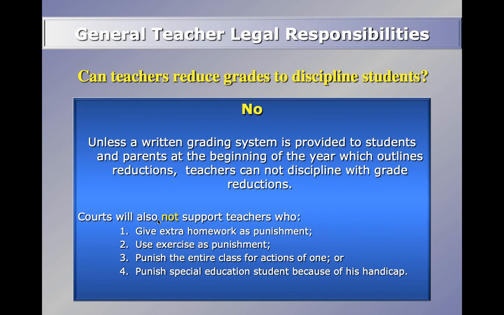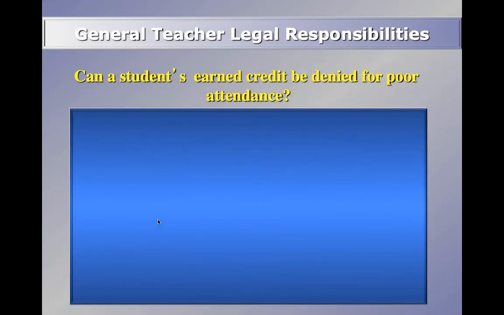Can you punish the entire class for the actions of one? Well, the courts have not smiled on that either, neither have principals. If one kid acts up, and even if you don't know who it is, you shouldn't punish the entire class for that. And definitely, by law, you cannot punish special ed children because of their handicap, by Public Law 94-142. So you need to know what the IEPs are, especially for your BD students, because they will have a specific plan of action for you to follow when a kid misbehaves, with a BIP plan.